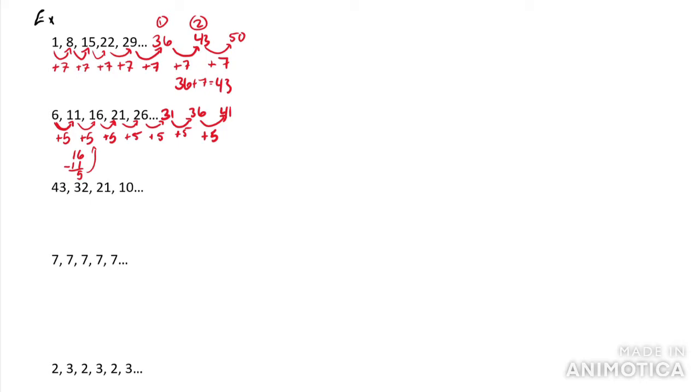This one, it gives us one fewer, but it goes 43, 32, 21, 10. Oh, it's going down this time. Well, I can actually still do the same thing. I can do 43 minus 32, and that's going to give me 11, but I'm going down, so it's going to be minus 11.